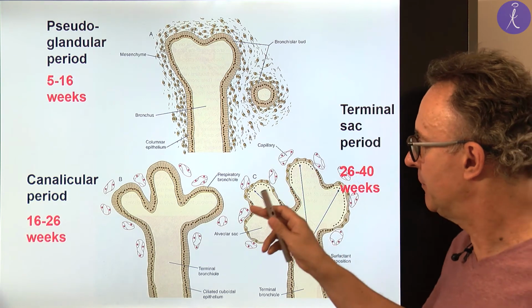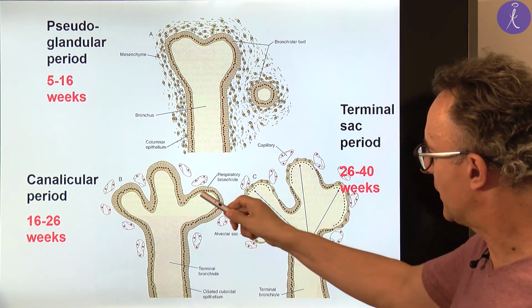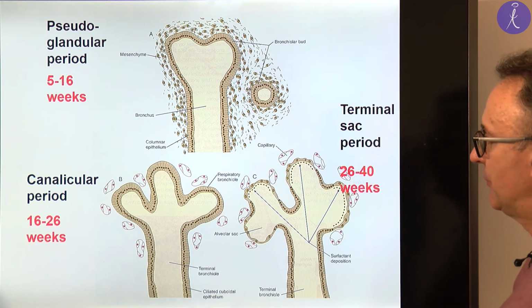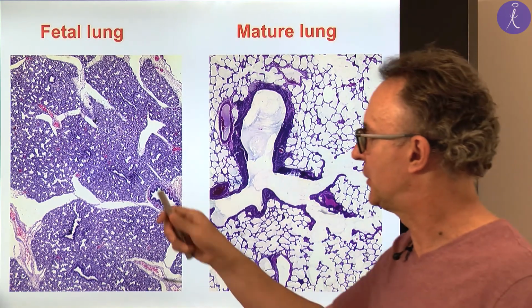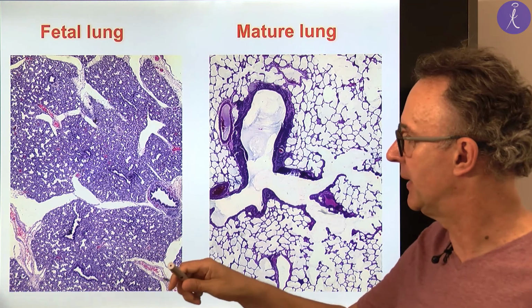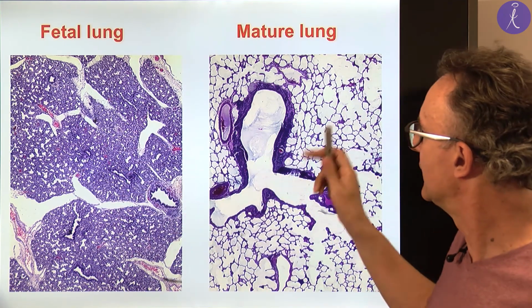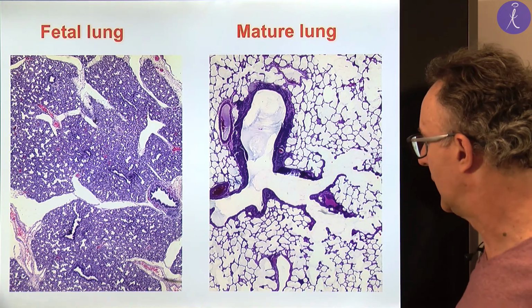This shows the same. Here you see how the vessels are closer, at the same time how the epithelium is getting thinner to be the type 1 pneumocyte for gas exchange. And it shows two pictures. One is the fetal lung. We don't have this specimen by the exam, but it shows the glandular appearance. And this one is the mature lung with open alveoli.